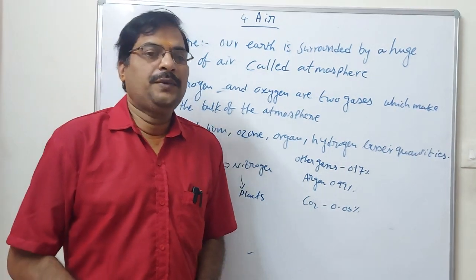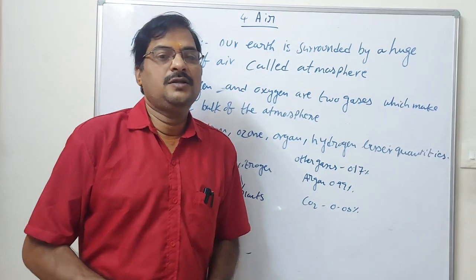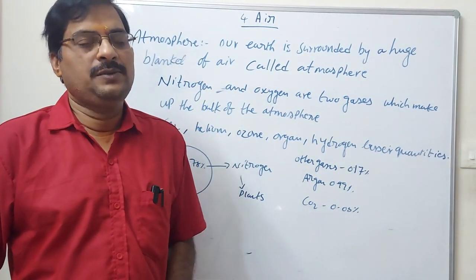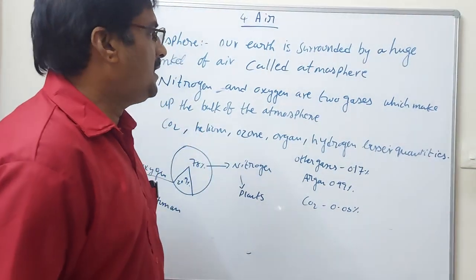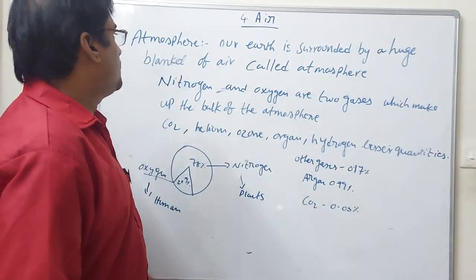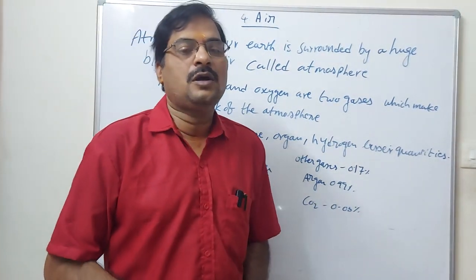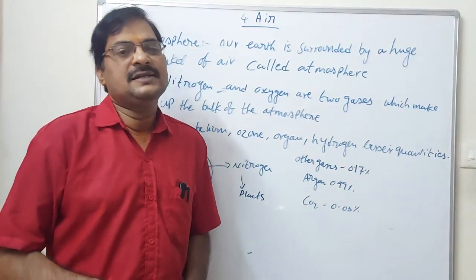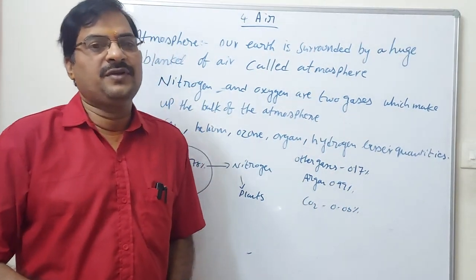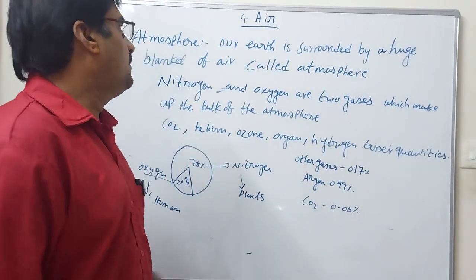Today, our topic is air. This is the lesson in Geography Class 7 CBSE, Lesson number 4. The lesson is air. In this lesson, we are going to discuss the atmosphere, the composition of the atmosphere, and what gases are in the atmosphere. Actually, what is the meaning of atmosphere?